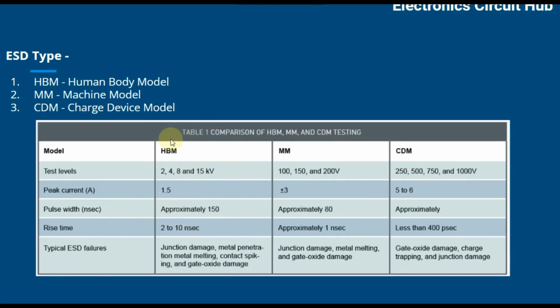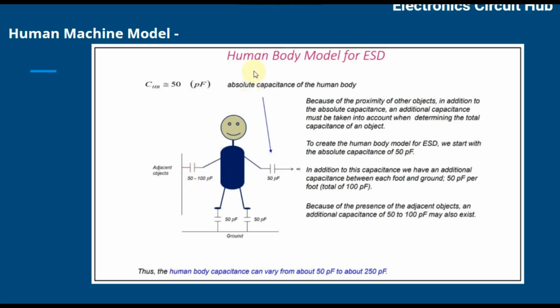So I will talk more about the HBM, human body model, in the next slide. You can see the human body model, HBM, for ESD. The capacitance for the human body model is 50 pF. By hand it can generate 50 pF, by an individual foot it can generate 50 pF. So the absolute capacitance for the human body is 50 pF.